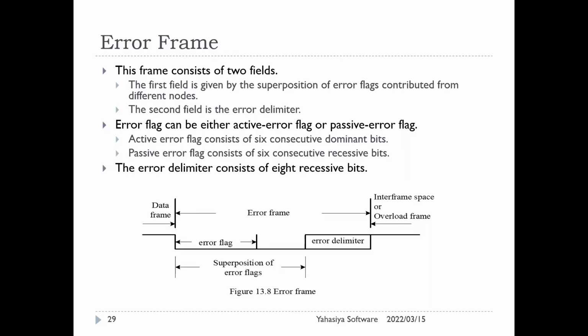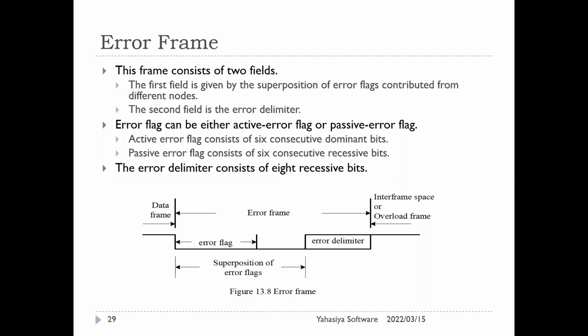The first frame that we saw is the data frame. The second one, which is actually a special frame, is the remote frame. After that, we have a third type of frame, that is the error frame. In the error frame, we have two divisions again: active error frame and passive error frame.